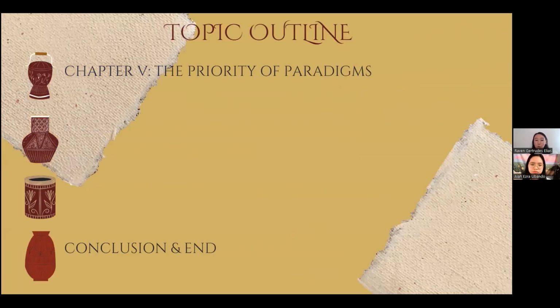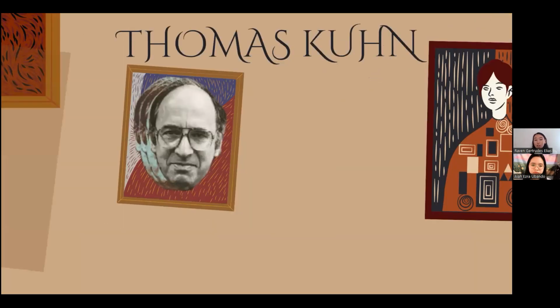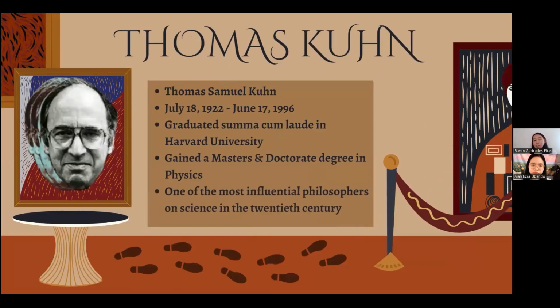Okay, now let us know more about Thomas Kuhn. Thomas Samuel Kuhn was born on July 18, 1922. In the year 1943, he graduated summa cum laude from Harvard University. After 3 years, he was able to obtain his master's degree in physics. After another 3 years, in 1949, he gained his doctorate degree in physics as well. By then, he was recognized as one of the most influential philosophers of science in the 20th century.